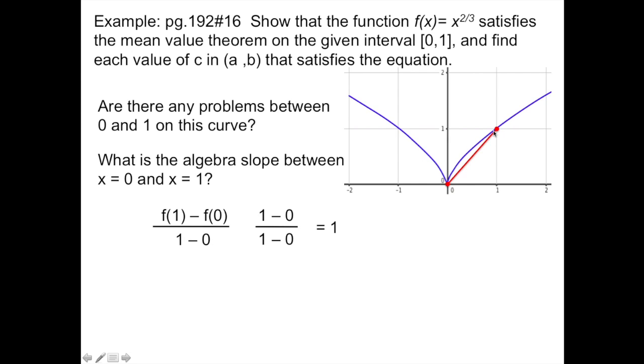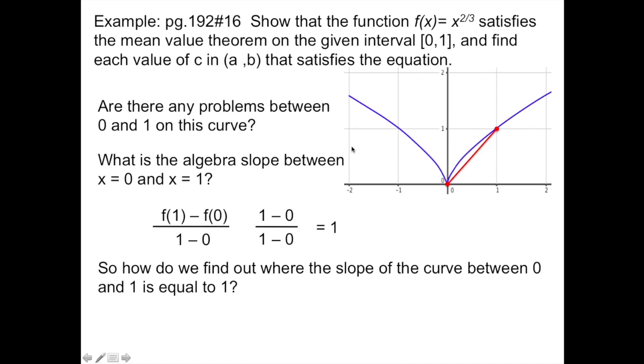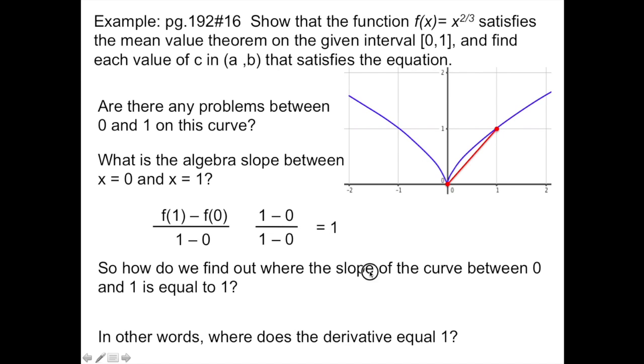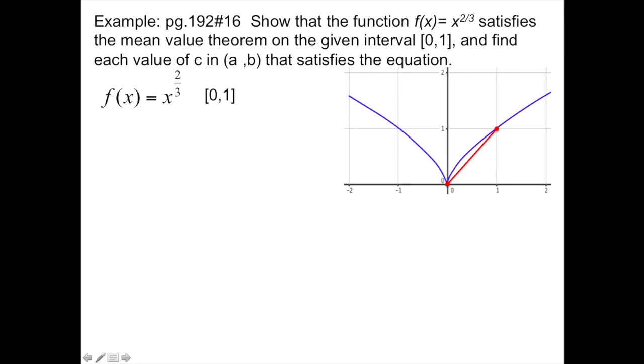Well, if it's a tangent line, then we're going to find the expression for that tangent line by taking the derivative of this. So how do we find out where the slope of the curve between 0 and 1 is equal to 1? The first thing we have to do is find the derivative, and then we can set it equal to 1. So we're going to find that derivative, we're going to set it equal to our algebra slope here. So let's differentiate this. We'll bring down the power.